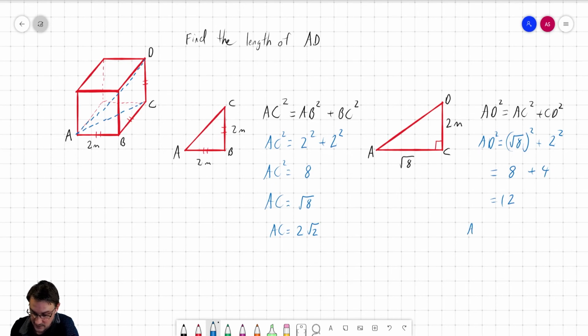What we need is to find the square root of this. So AD by itself is going to be equal to root 12. And if we apply some rules here, this is going to end up being 2 root 3.